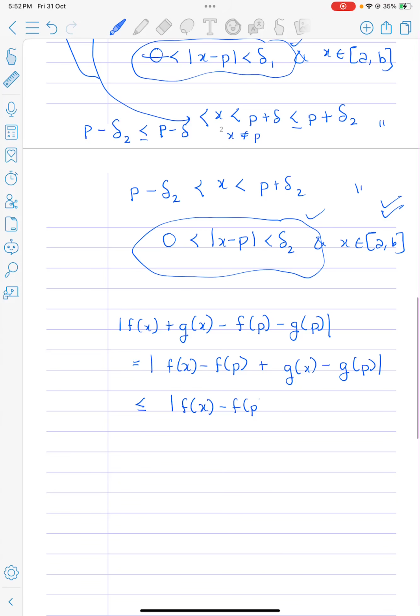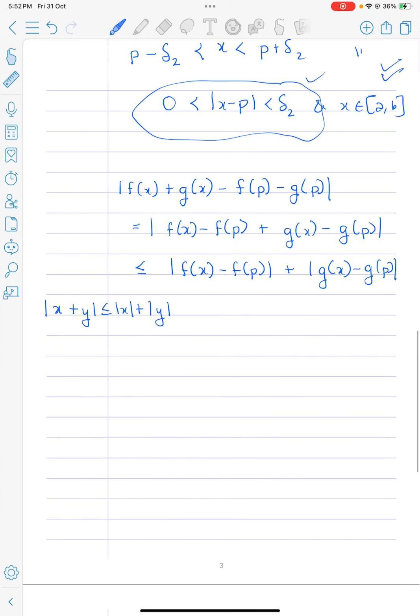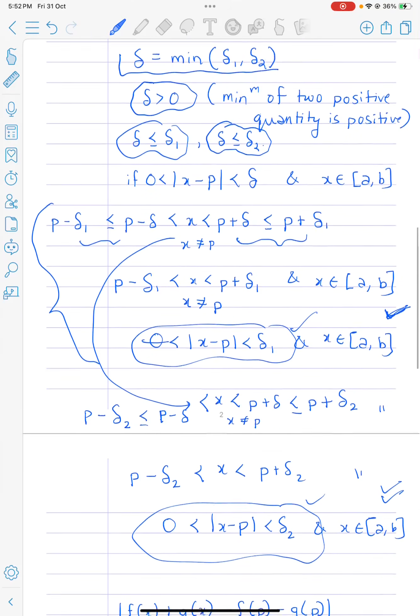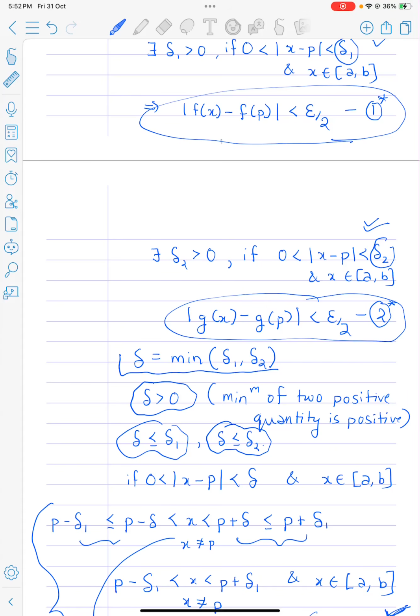Use triangle inequality. Okay, triangle inequality is this one. So that one I'm using. If you use this one, then I am taking this from 1 star, this one, and 2 star. Both of these are true because these conditions are satisfied.